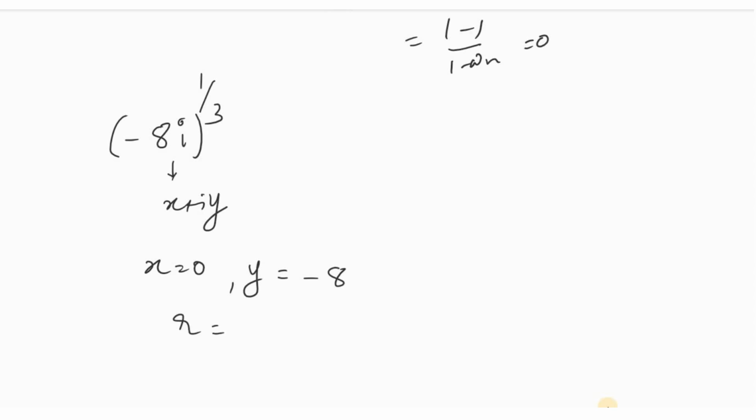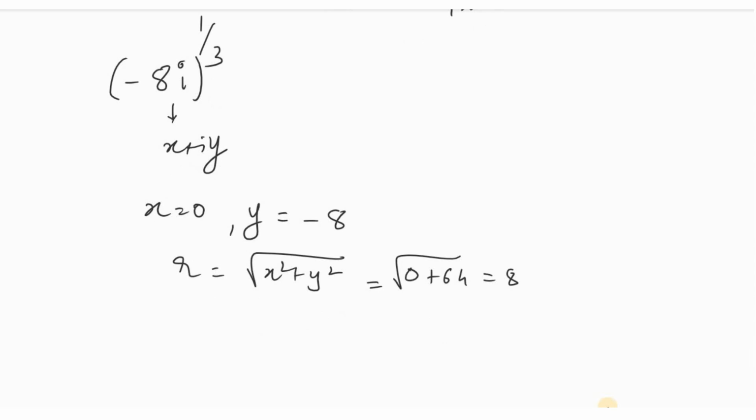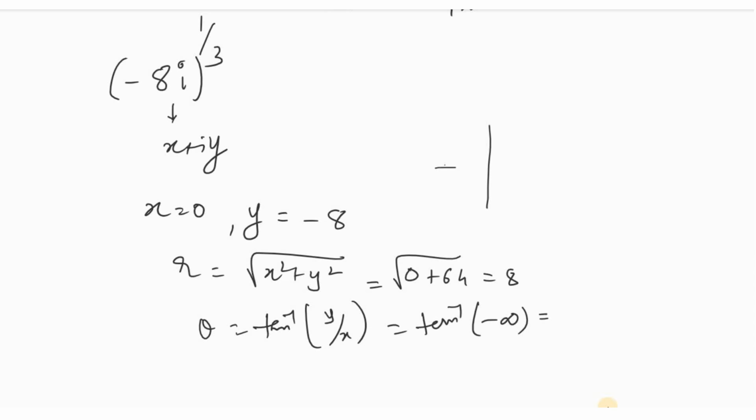So what is your value of r? It is the square root of x squared plus y squared, that will be the square root of 0 plus 64, that is 8. And what is theta? Theta is tan inverse of y by x, so that is tan inverse of minus infinity. You can see this point minus 8 is here, and if you measure the angle it is minus pi by 2. Yes, definitely you can measure the angle from this side, but that is not the principal argument.